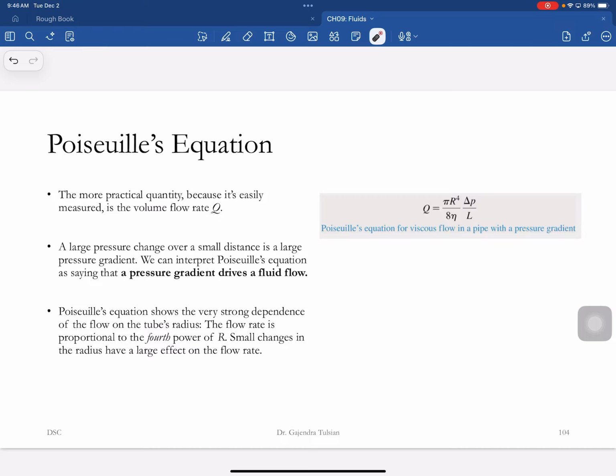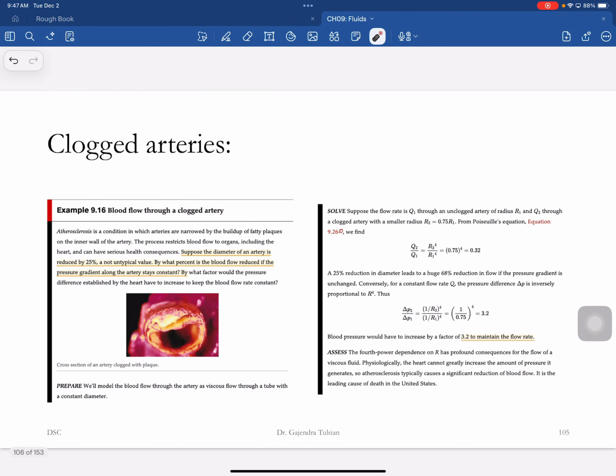Now this equation is important in understanding it. There's the flow rate. This is the pressure gradient, meaning how much pressure is increasing per unit length. This is the viscosity, and that is the radius of the blood vessel. Now let's look at a problem. The flow rate is dependent on the radius to the power 4. This is very important.